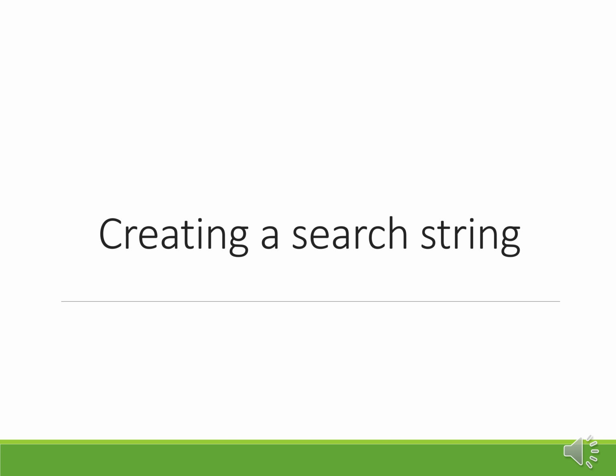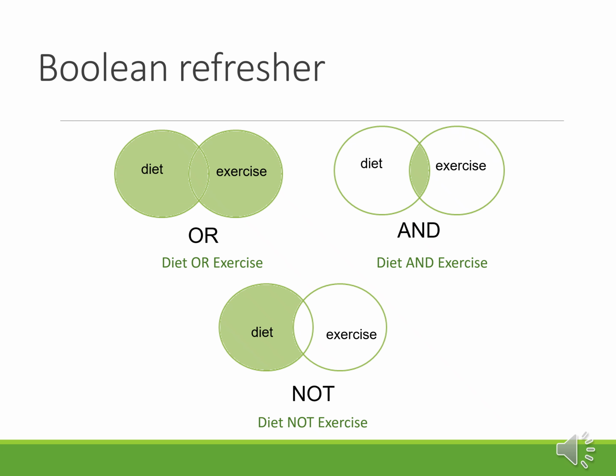In this next part, we're going to go over how you can take all of this that we've talked about and use it to create a search string. So we're going to start with a Boolean refresher. The Boolean operators are OR, AND, and NOT.